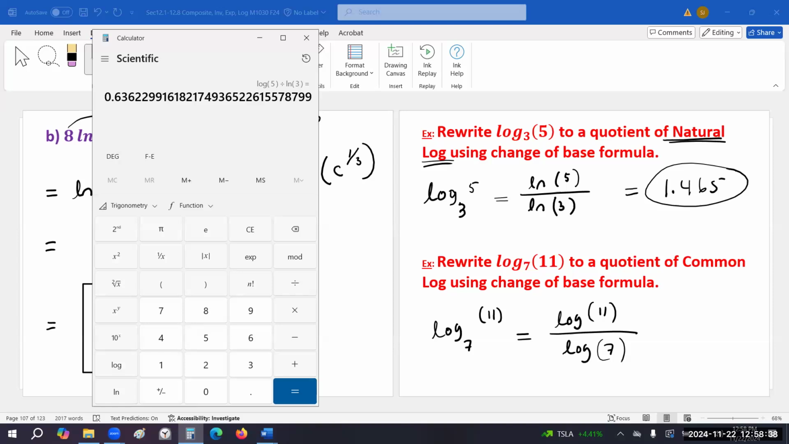They are both logs, but they're two different types of log. The normal log has base 10, but ln has base e. So they have completely different bases. That's why you cannot use them together in one question. If you want to use log, you have to have both log. If you want to use ln, you have to have both ln. Any question?